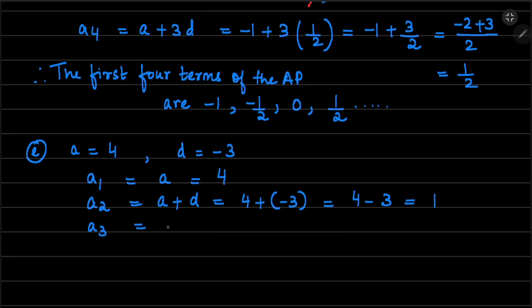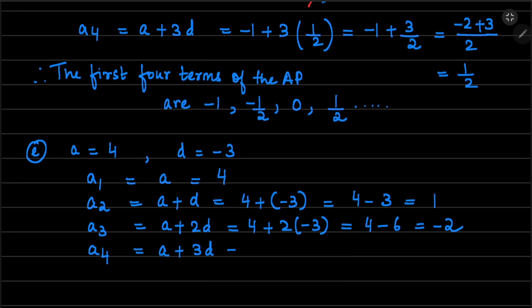What is your third term? It is A plus 2D. What is A? 4 plus 2 into D is -3. That's equal to 4 minus 6. That is equal to -2. Right? A4, fourth term. A plus 3D. A is nothing but 4 plus 3 into D is -3. That's equal to 4 minus 9. That is equal to -5.